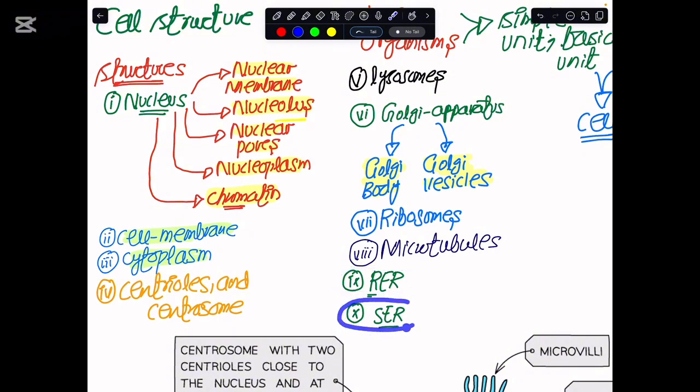Then there is the smooth endoplasmic reticulum. For the human body, we have the muscles, bones, tendons, and ligaments that provide support to the body. For the cell, we have an intracellular skeleton, which is termed the cytoskeleton, and it is made up of microtubules. Not all eukaryotic cells, but most of them, have one last thing in them, which we refer to as the microvilli.